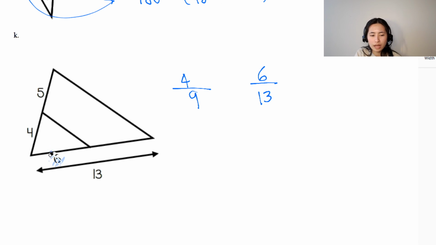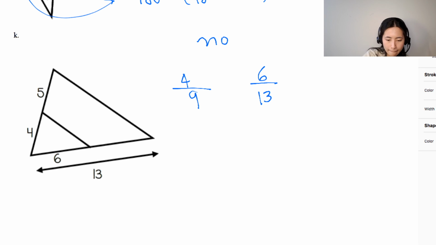Okay, but going back to the example, we have 4 over 9 and we have 6 over 13. So maybe we can check and see if they're proportional. Because you can't simplify this nor this, that means they're not proportional. So you cannot say that they're similar because they're not proportional. We don't have any rule to tell whether these two triangles are similar or not. So it's a no.